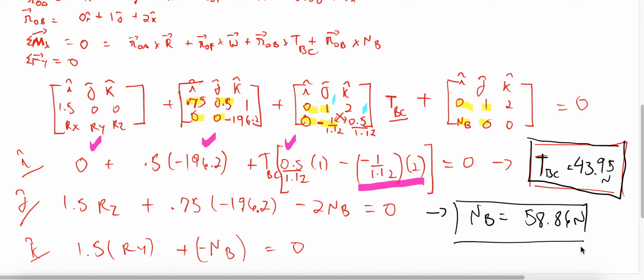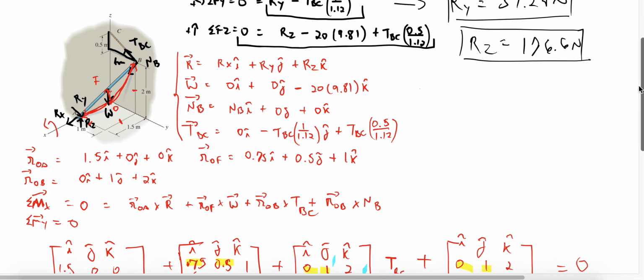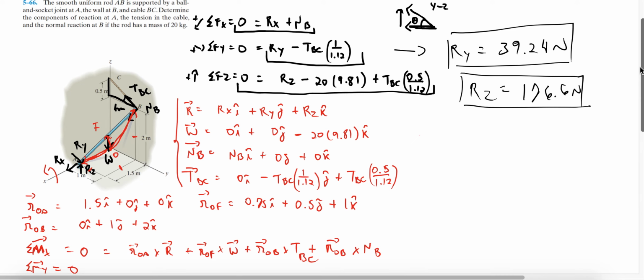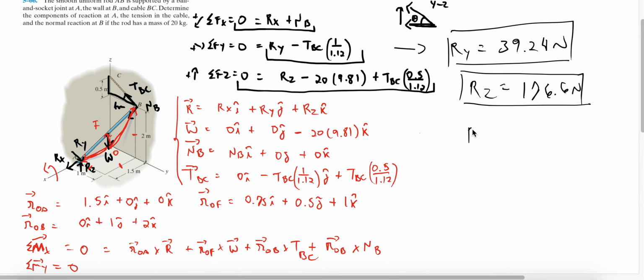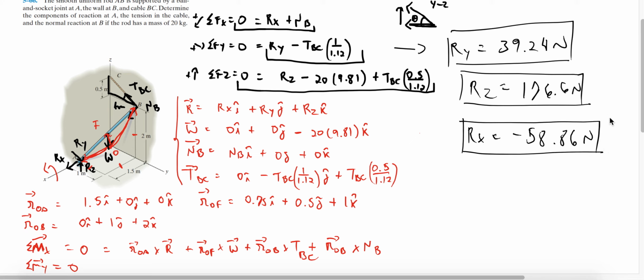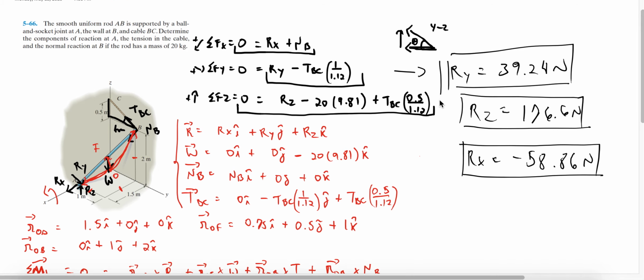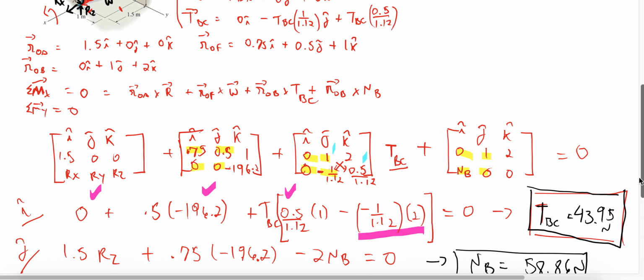Now let me see the last one. I think I'm only missing Rx, which is just the opposite of NB, right? So Rx is negative of NB, so 58.86 newtons. And that covers it. Let me just see what they wanted. So they wanted the components of the reaction. So these are the components, NB and the tension, and that's it.